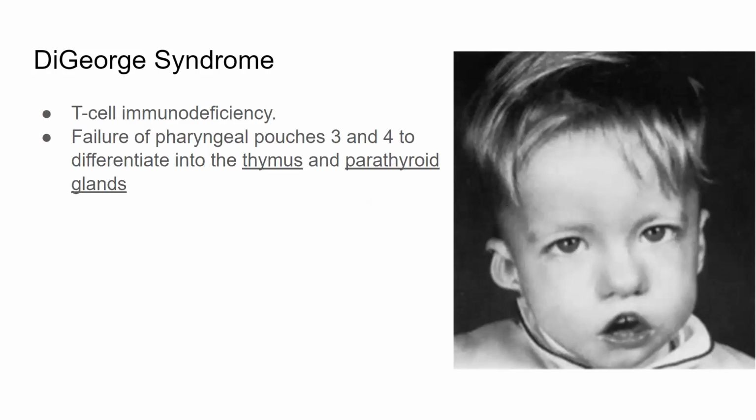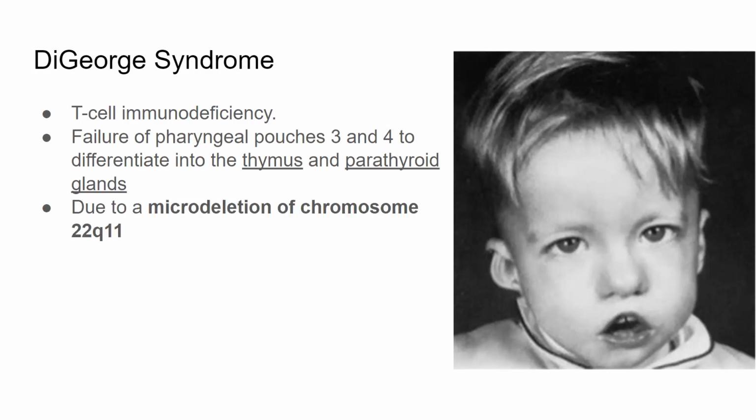And the reason for this is you guys are going to talk about head and neck embryology. There's something called a pharyngeal pouch. And in this case, it's pharyngeal pouches 3 and 4 that normally descend and differentiate into the thymus and the parathyroid glands. But for some reason, in DiGeorge syndrome, this doesn't occur. So you end up with an absent thymus and absent parathyroid glands. Does anyone know what the parathyroid glands do? Yeah, they secrete parathyroid hormone, which increases calcium levels. So these patients will often have hypocalcemia. That's just a little fun fact, but you don't have to know that right now.